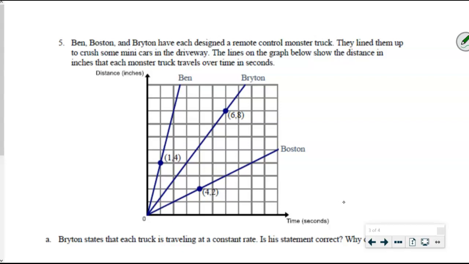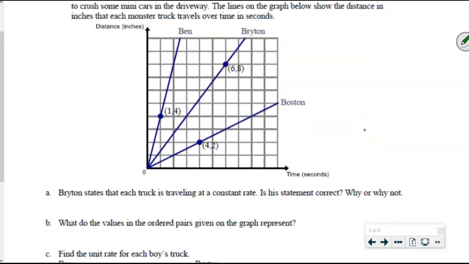All right, let's finish up. Ben, Boston, and Brighton have each designed a remote control monster truck. They line them up to crush some mini cars in the driveway. The lines on the graph below show the distance in inches that each monster truck travels in time in seconds. Brighton states that each truck is traveling at a constant rate. Is this statement correct? Why or why not?